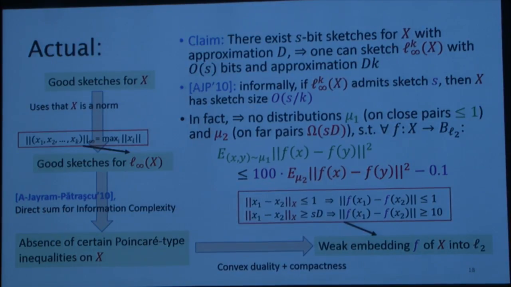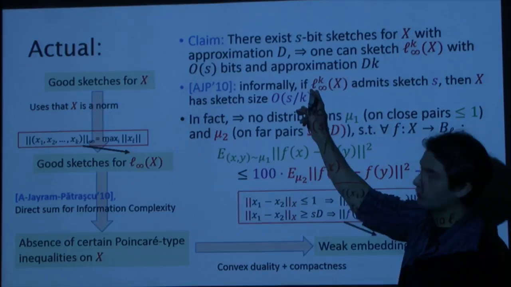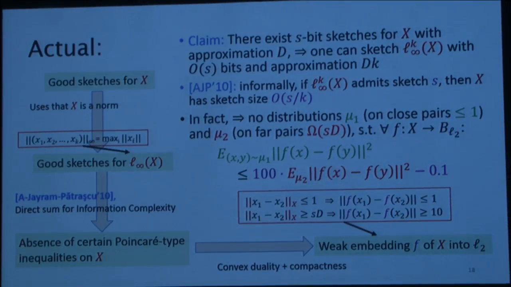And once we're saying that x has a very small sketch size, this means that it's very nice. So we can think of getting this to be one bit and applying the theorem that we had before with Robi Krauthgamer from 2007. But we need a little bit more somehow, and this is still not enough.